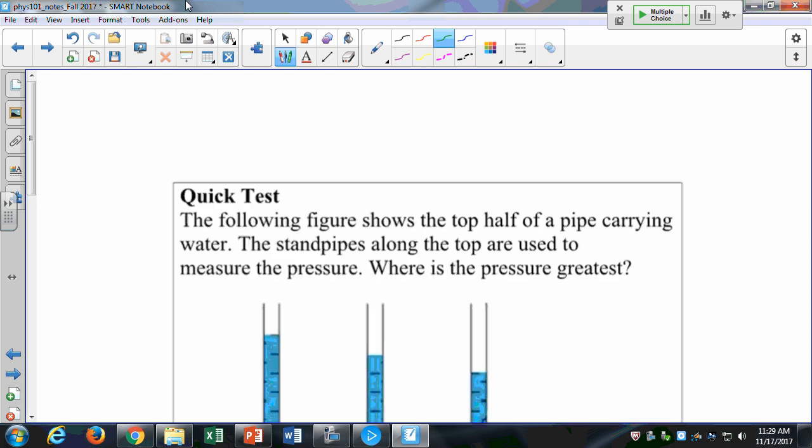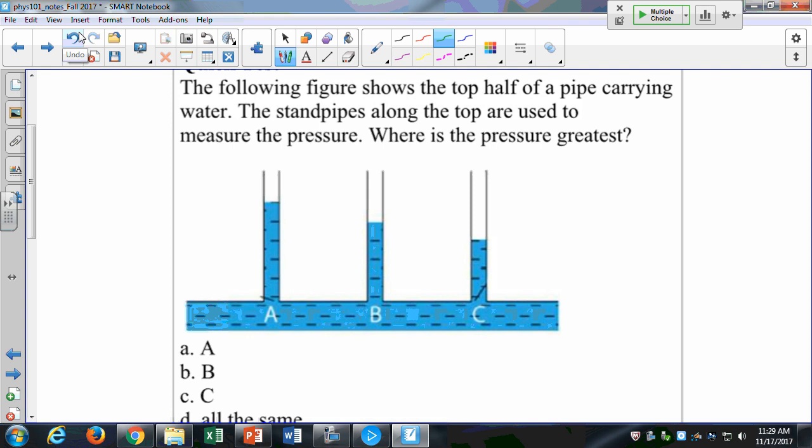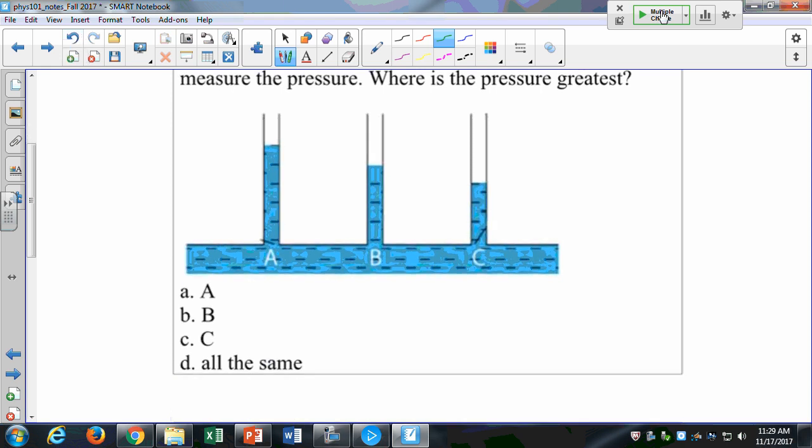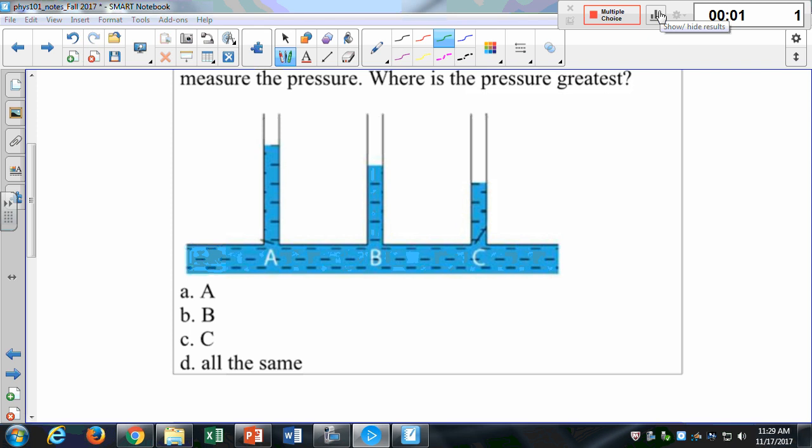Let's go back and do this clicker question. Where is the pressure the greatest? At point A, point B, or point C? You ever seen a standpipe? If you have a pipe with fluid flowing through it, you can have a standpipe. It's just a pipe that comes up out of the top of the pipe that you can use to determine what the pressure of the fluid inside the pipe is.